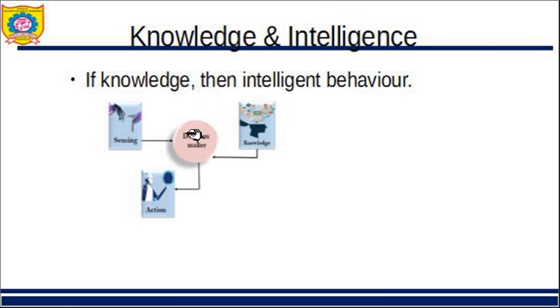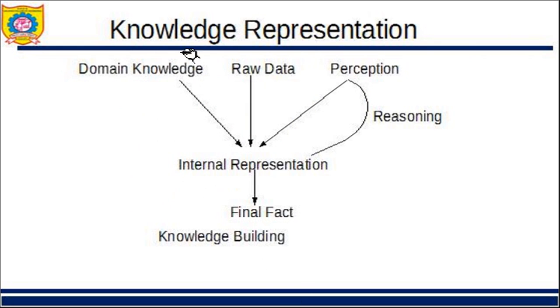So if we want our machines to take certain decisions, it should have knowledge and it should have data. How will it get data? It will get data through sensors. So it will sense the data and it will have the knowledge, and further it can take the proper action, okay. So knowledge and intelligence work side by side. So we have knowledge representation.